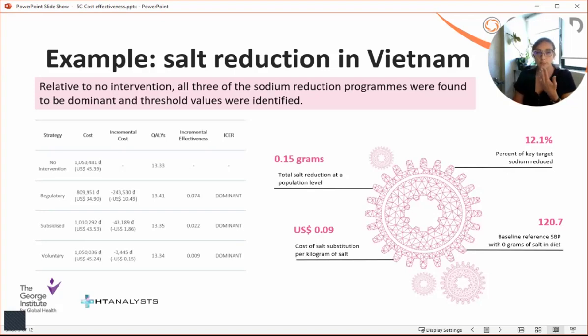Now, this research overall showed that any of the modeled programs would be a cost-effective strategy for the Vietnamese government in lowering blood pressure at a population level. And so regardless of the strategy, this is a valuable intervention to implement. But at the same time, it also showed the government, depending on the level of investment they wanted to put in and the results they want to obtain, which would be the most cost-effective.